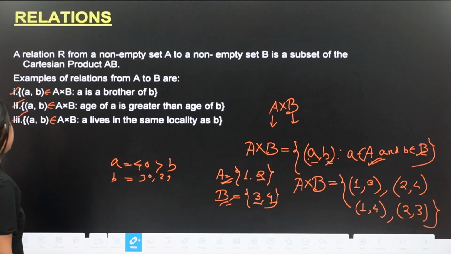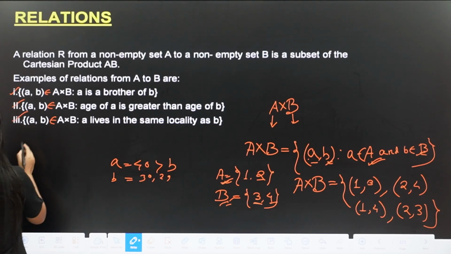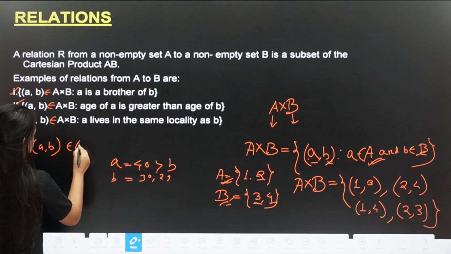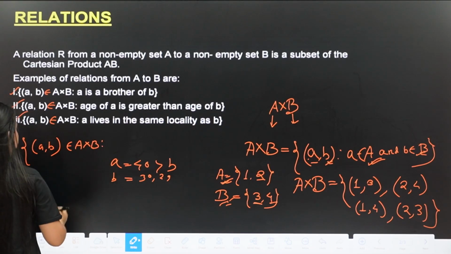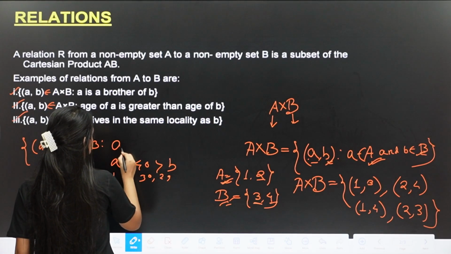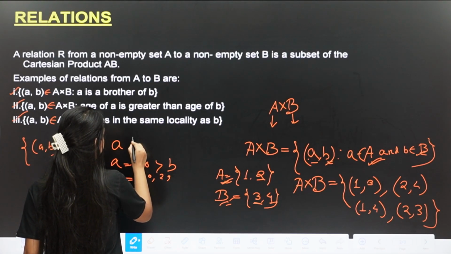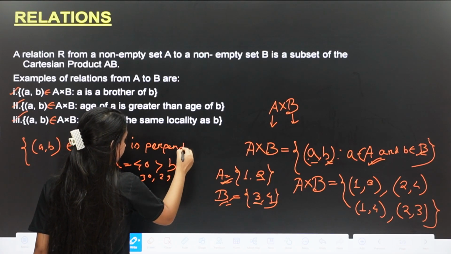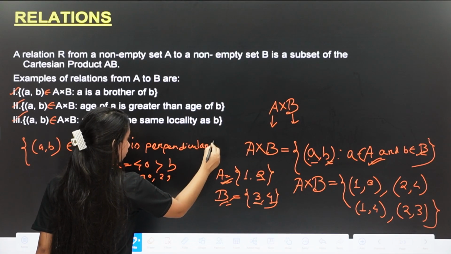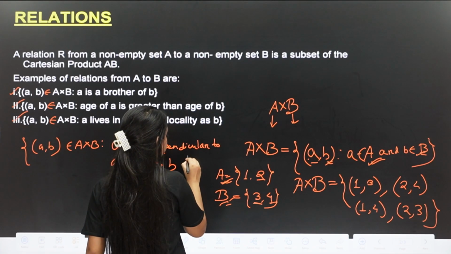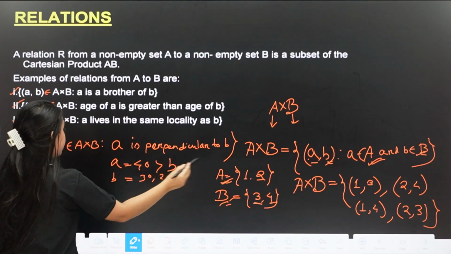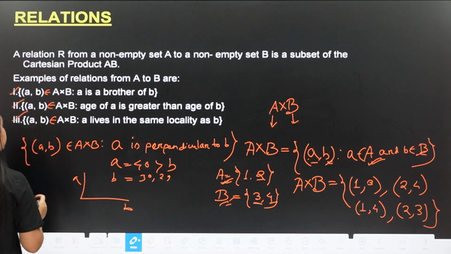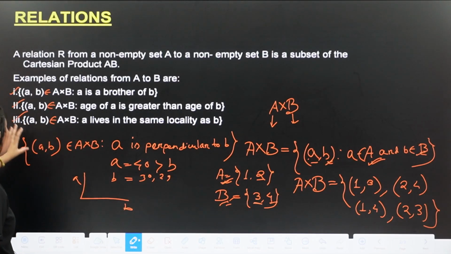We can take many examples of relation. For example, (a, b), where a is perpendicular to b. Here a and b may be lines, that is, a is always perpendicular to b. So all these are examples of relation.